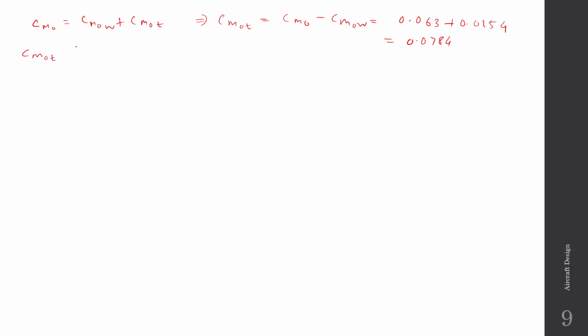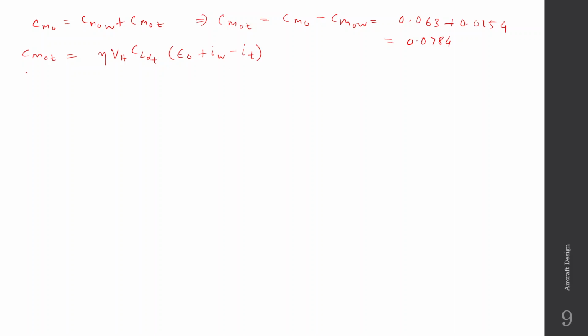Now Cm naught tail, we know the formula. It is eta V_H C_L alpha T times (epsilon naught plus setting angle of wing minus setting angle of tail). So we know this formula.